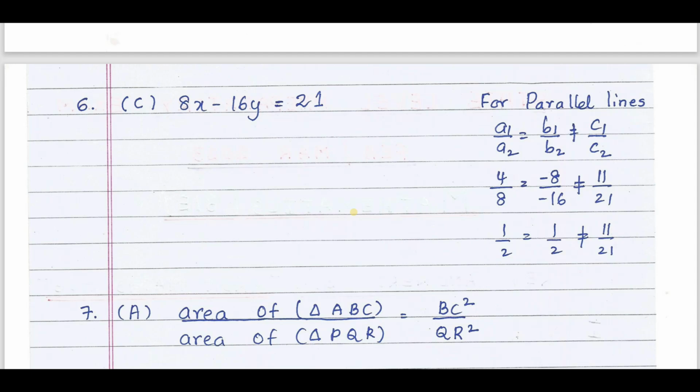the equation of the line which is parallel to the line represented by the equation 4x. What is the given equation? It is 4x minus 8y equals what? 11, right? Now for a parallel line, the condition is a1 by a2 equals b1 by b2 is not equal to c1 by c2. Check the lines. It's like a trial and error method. You should check all the options. The correct option is option C, 8x minus 16y equals 21.